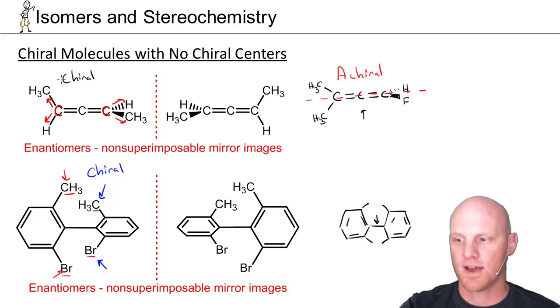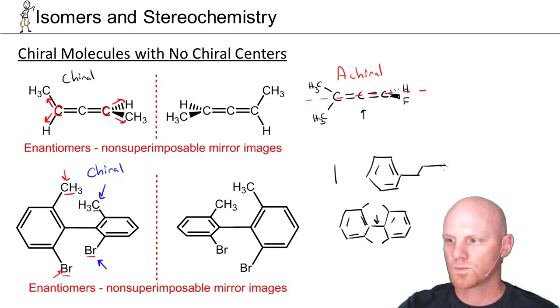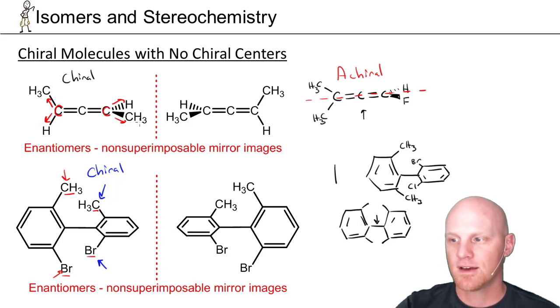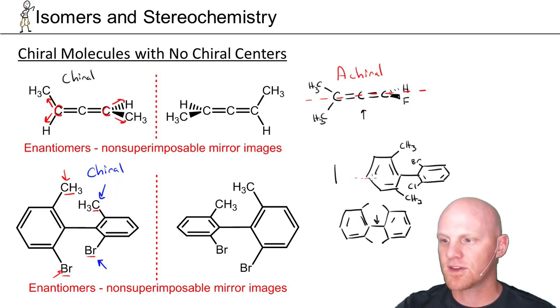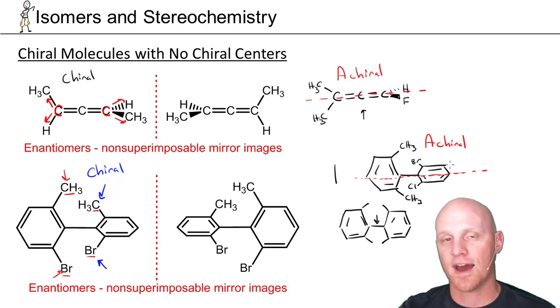Now, let's draw this one more time. If either one of these rings has two of the same group in those ortho positions, even if the other one has two different groups, it's not going to matter. This ring on the right is on the horizontal plane, so this thing is going to have an internal mirror plane right down the middle. Any compound with an internal mirror plane would be achiral and identical to its mirror image. It would not have an enantiomer.